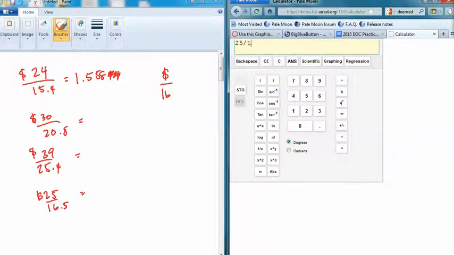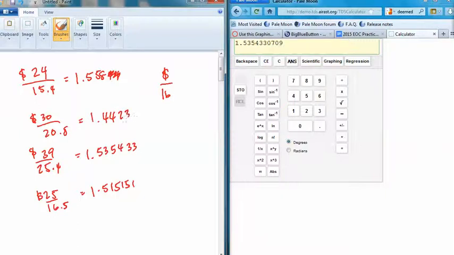25 divided by 16.5. So this is 1.515151, whatever. All right, and then this one right here is 39 divided by 25.4. This is 1.515151, whatever. And then Cougar's thrown up one for me. Okay, this one's 1.442307. Oh, okay. So I would say right off the bat that the best deal you can get is this. I'm going to pay this many dollars per pound.